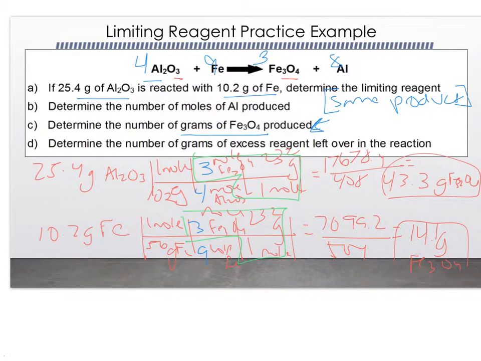So then you look at the least amount of product produced, that was 14.1 grams, so that's going to make your iron your limiting reagent. So your limiting reagent is going to be iron because it produces the least amount of your product.